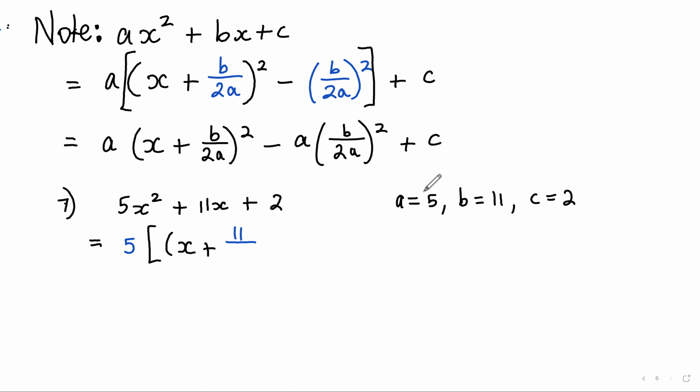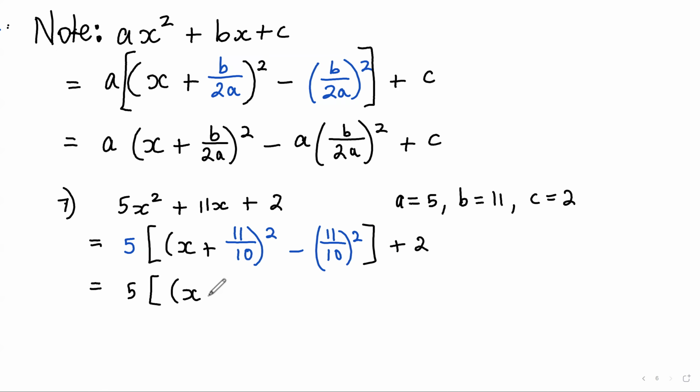A is 5. So then 2A would be 10. So 10 goes here. So this will be 11 over 10. And then we minus that 11 over 10 squared, right? We close our square brackets. Plus C is 2. And now we simplify. So this will be 5 by x plus 11 over 10 squared minus 11 squared is 121 and 10 squared is 100. Close your brackets, plus 2.